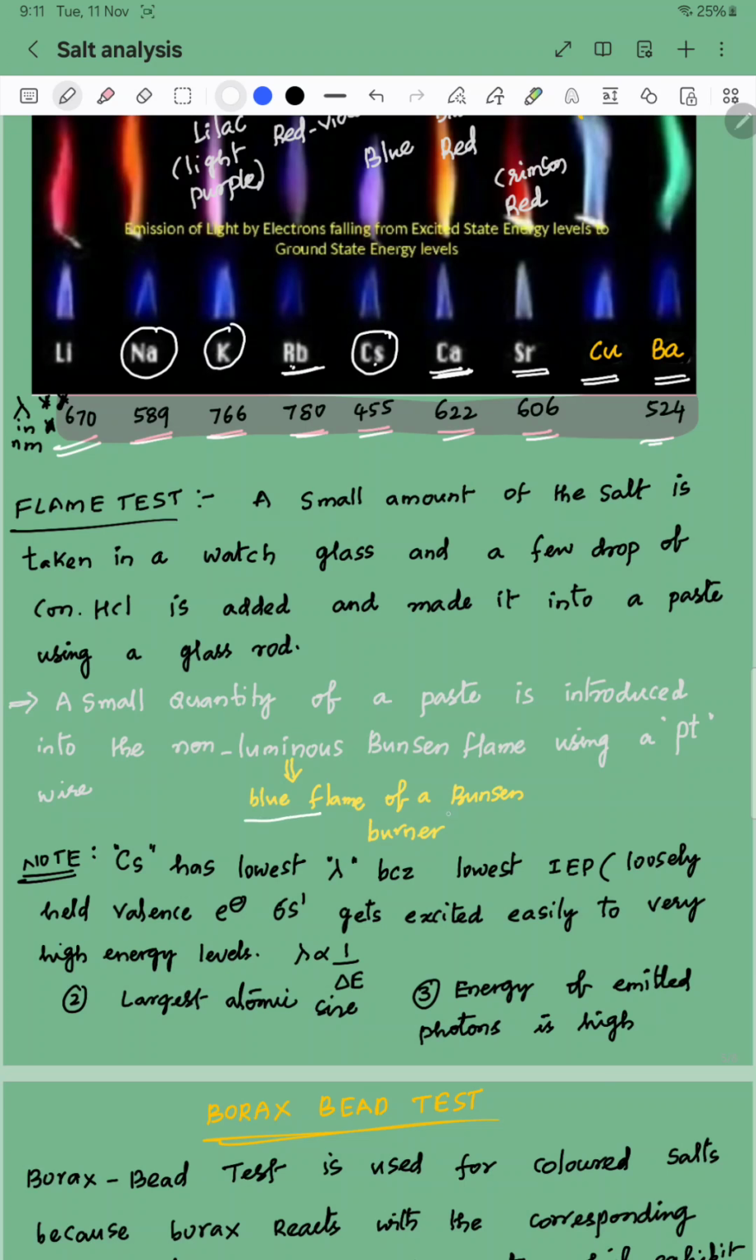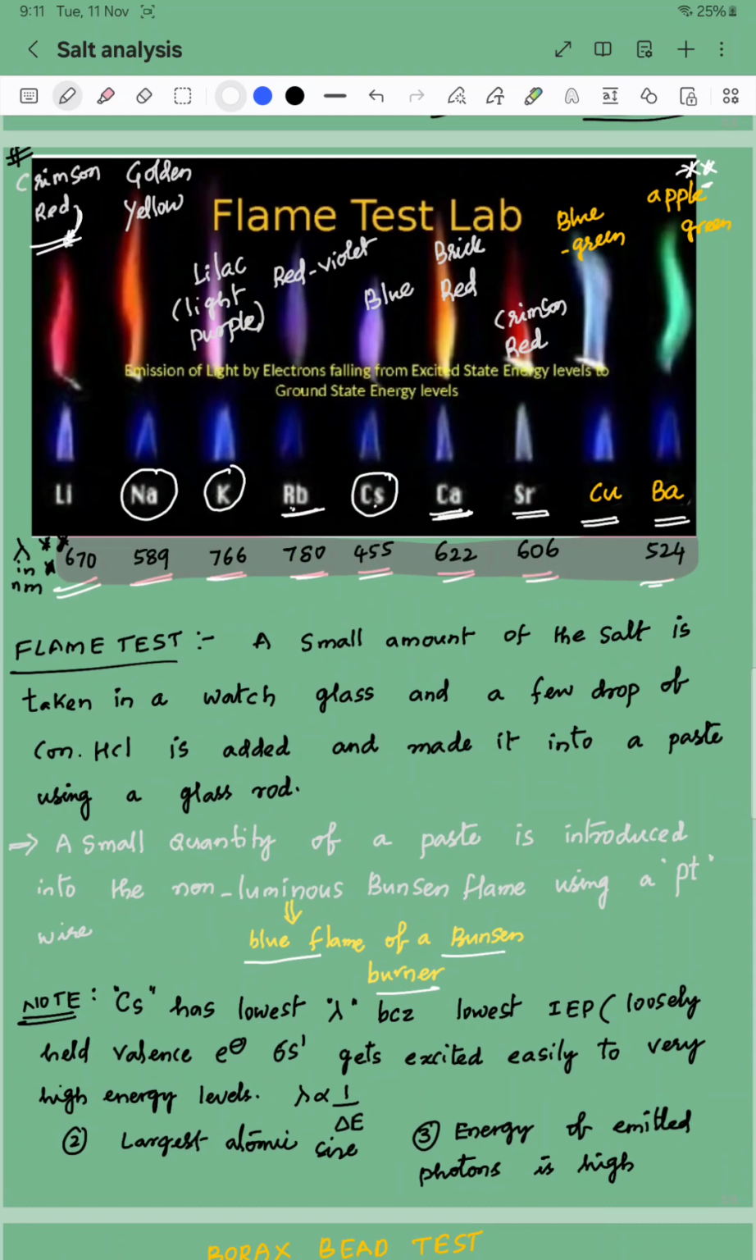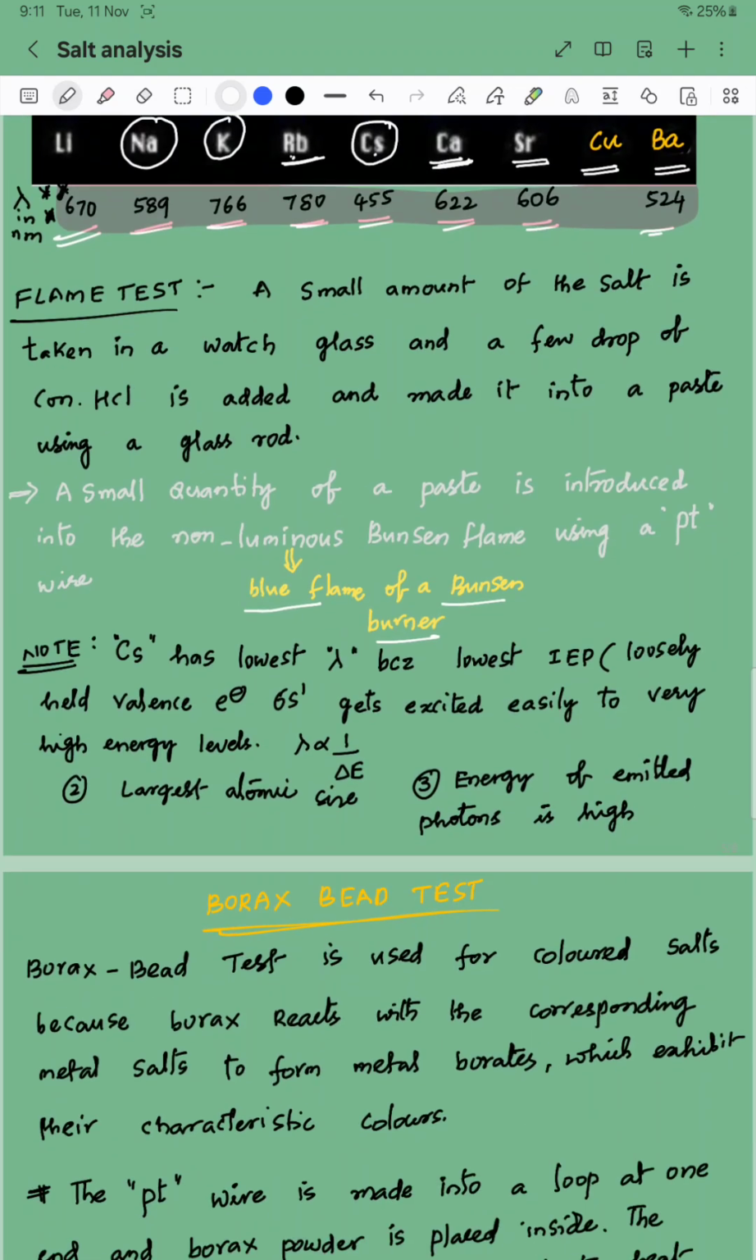Blue flame of a Bunsen burner is called non-luminous Bunsen flame, right? So based on the color observed, we can predict what type of metal is present. Crimson red, lithium; golden yellow, sodium; potassium, lilac; rubidium, red violet; cesium, blue; calcium, brick red; strontium, crimson red; copper, blue green; and barium is, student, apple green, right?